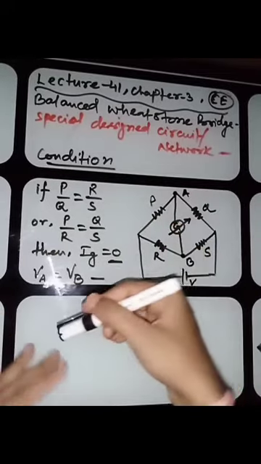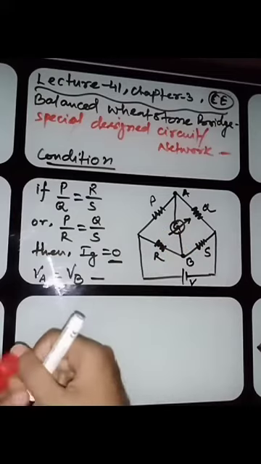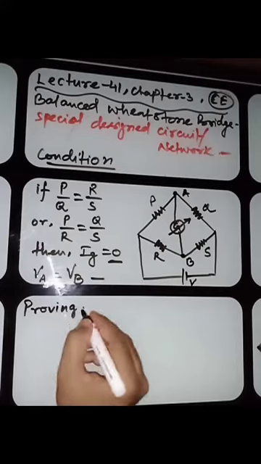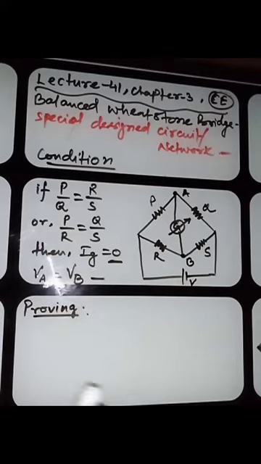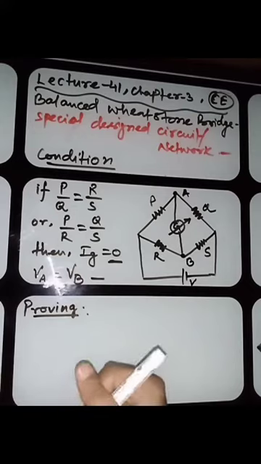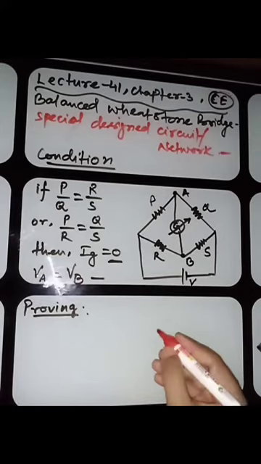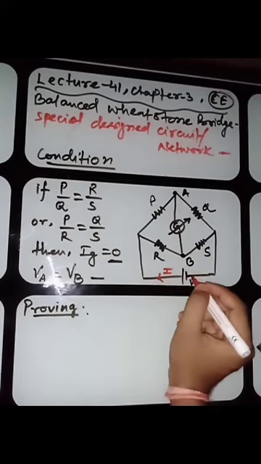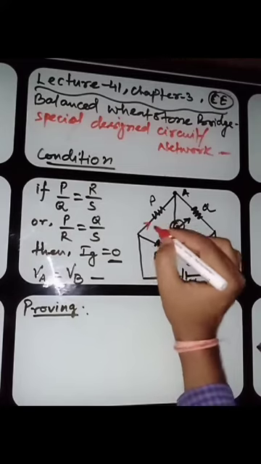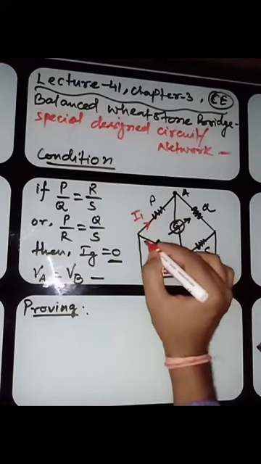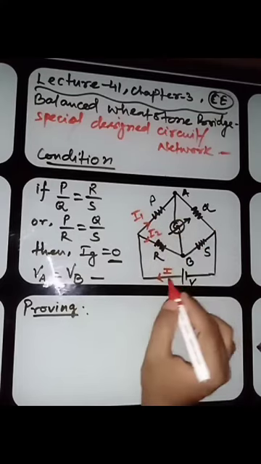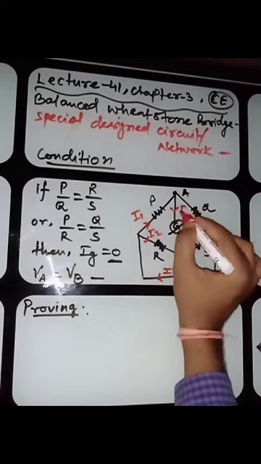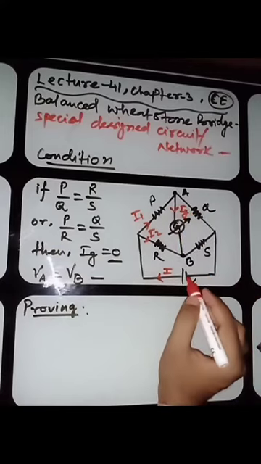Okay. So we are going to prove this particular condition. Are you ready, my students? For proving, we'll use Kirchhoff's law. Let's start the distribution of current. The current I is going from the battery. The current breaks in two, that is I1 and I2. I hope this is visible to you. Here the current is IZ, that is the current across the galvanometer.